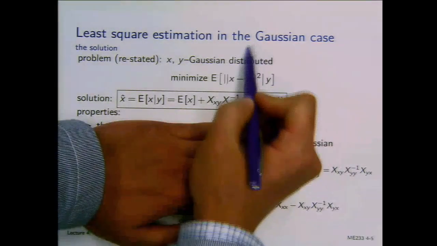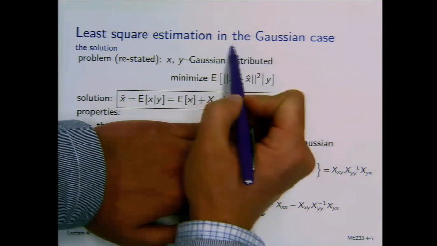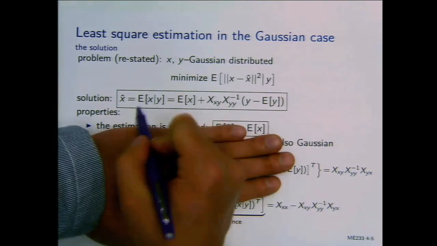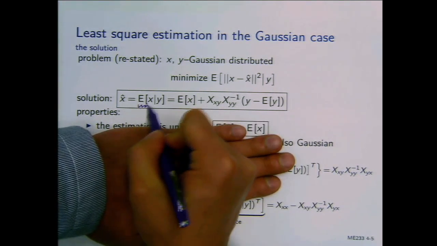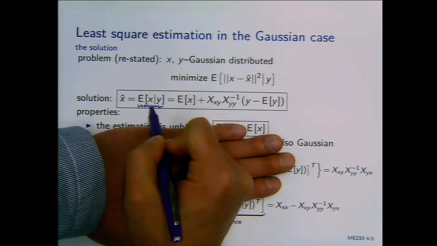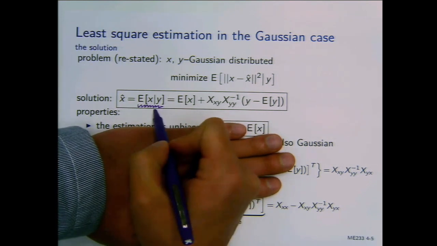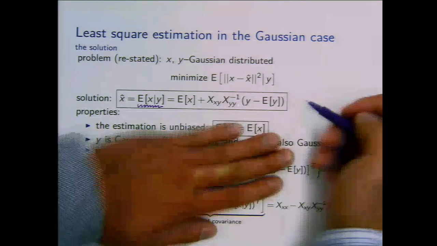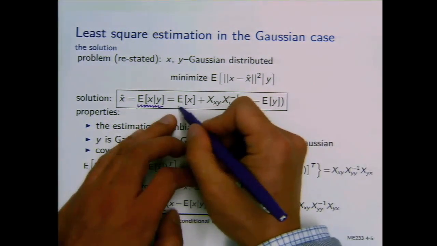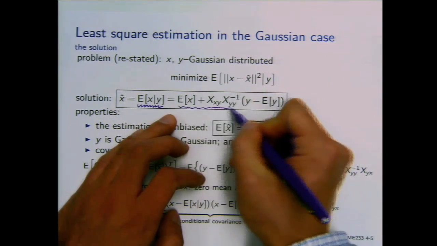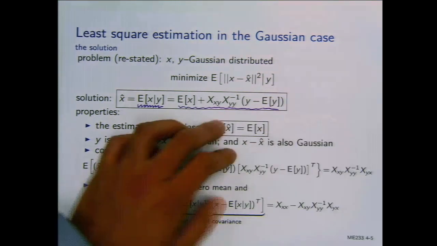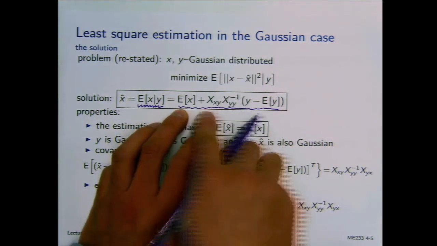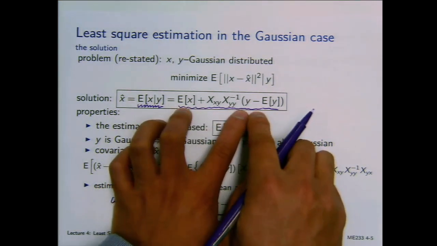We have reviewed why Gaussian is important, so I'm just going to dig into the solution of the Gaussian case. The conditional mean of x given y, if x and y are Gaussian, we have this equation, which we have derived before. I want you to memorize this equation as it's so useful and we're going to be using it again and again. It's the expectation of x plus additional information given by y.